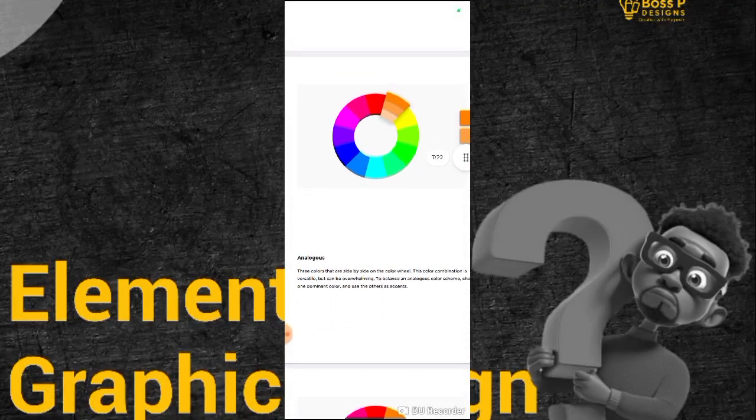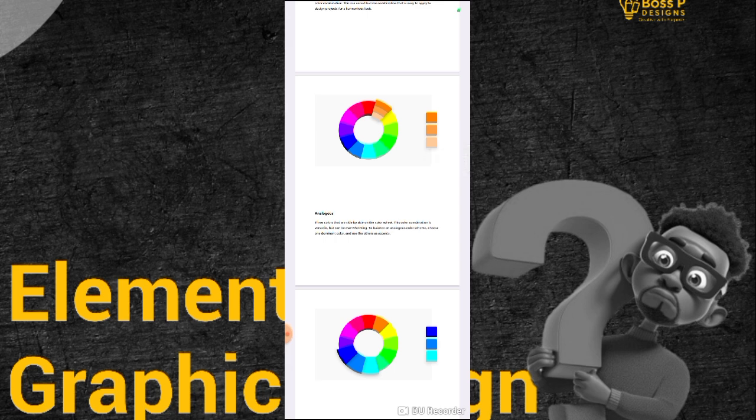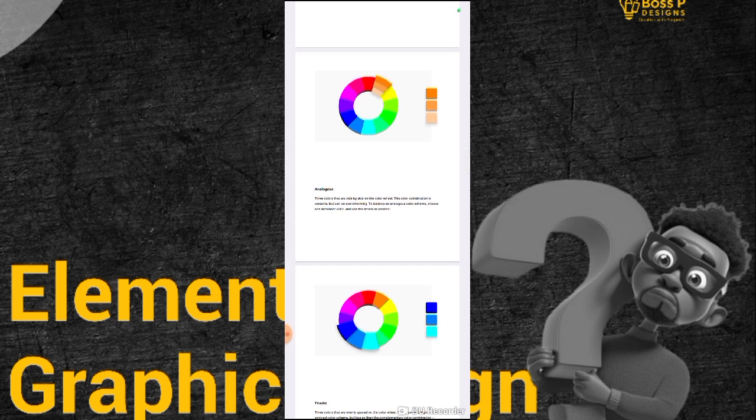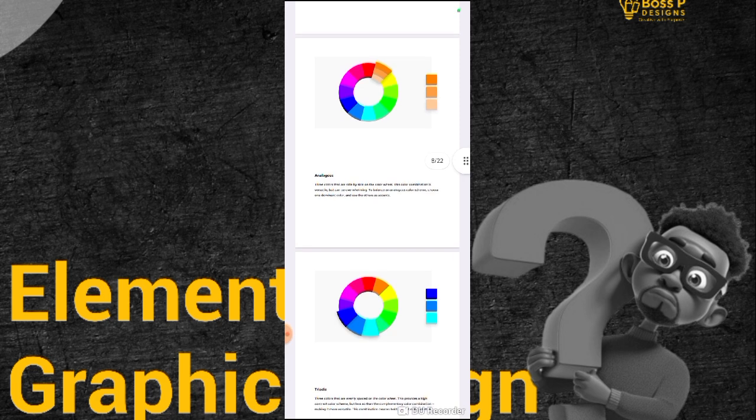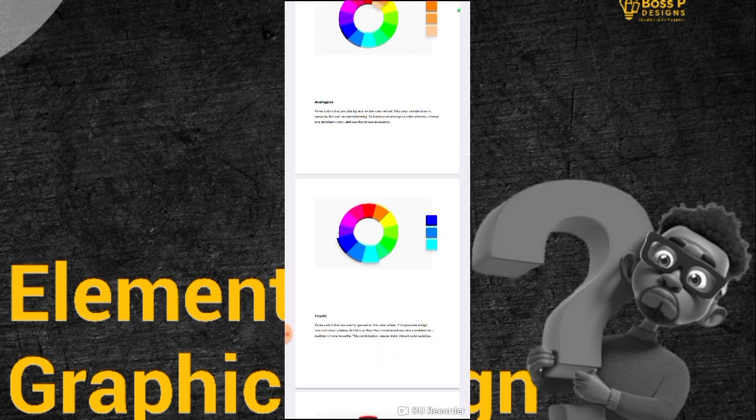Now the next one, we also have analogous. If you check your color wheel, everything is there. Now analogous color combination is three colors that are side by side on the color wheel. This color combination is versatile but can be overwhelming. To balance an analogous color scheme, choose one dominant color and use the others as what? As accents. So you can see these colors together.